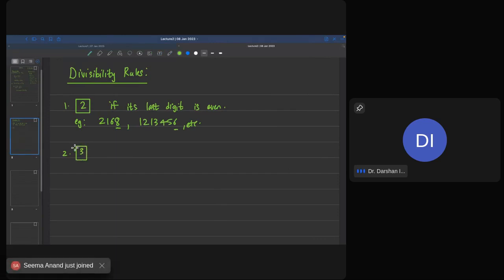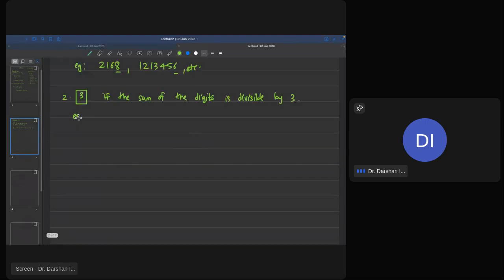Then second is divisibility by 3. If the sum of the digits is divisible by 3, the number is divisible by 3. For example, if I have a number like 123, is it divisible by 3? I total 1 plus 2 plus 3. What is the answer? 3 plus 3, 6. 6 divided by 3, 2. Yes, it is divisible, right?